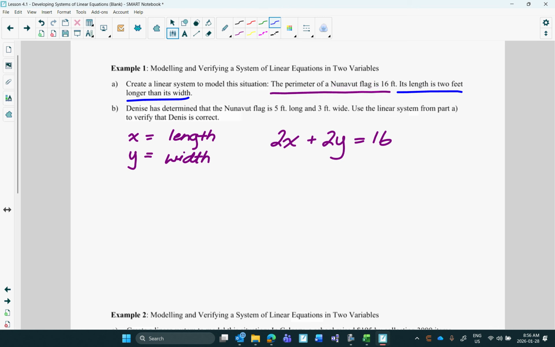How would I convert that one into an equation? The length is 2 feet longer than the width. Try and turn it into a subtraction one. Which one's bigger, X or Y, the length or the width? X. By how much? 2. So how do you write it? X minus Y equals 2. Bigger one minus the smaller one equals the difference.